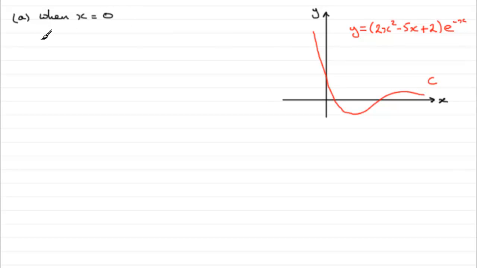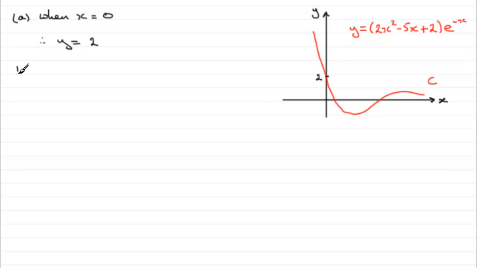we're going to have that y equals, well, this first bracket is going to be 0 there, 0 there, 2 multiplied by e to the minus 0. Anything to the power 0 is 1, so it's just going to be 2. Okay, so it crosses there at the point where y is 2.